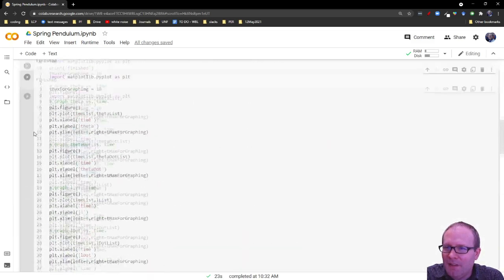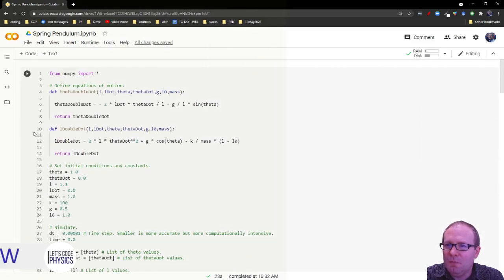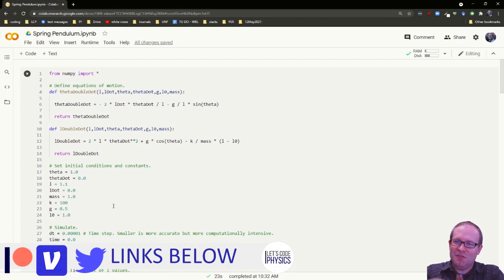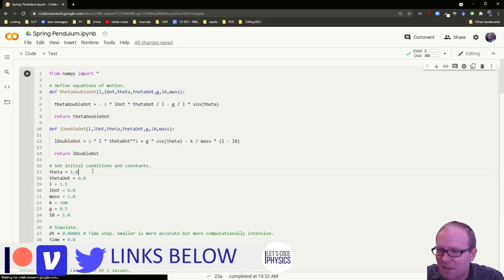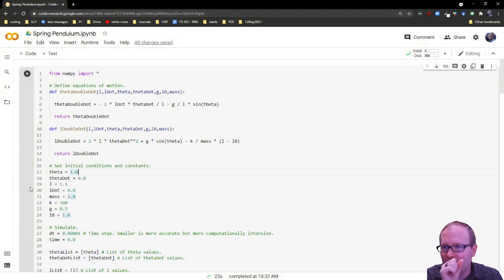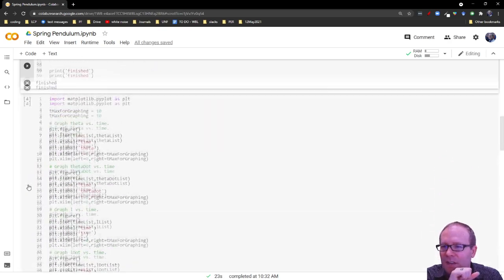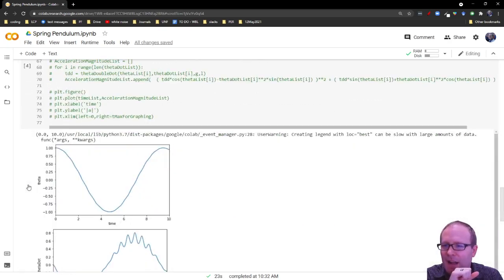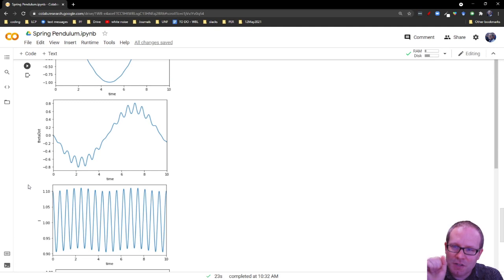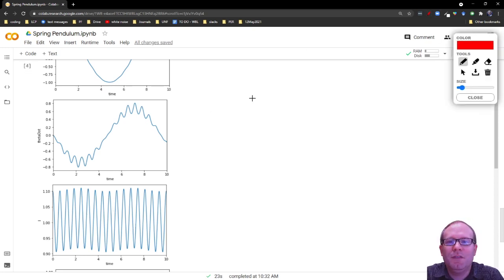All right, we have our Spring Pendulum Jupyter notebook. I would like to play around with these initial conditions a bit. So here I ended up with a scenario where the fundamental frequency of the pendulum is much smaller than the fundamental frequency of the spring. So let's think about this. Instead of frequency, let's think of it in terms of period.